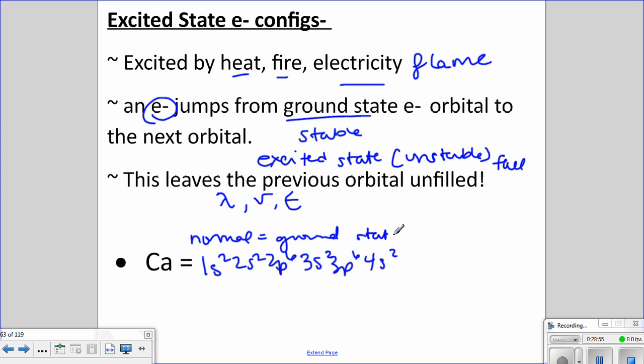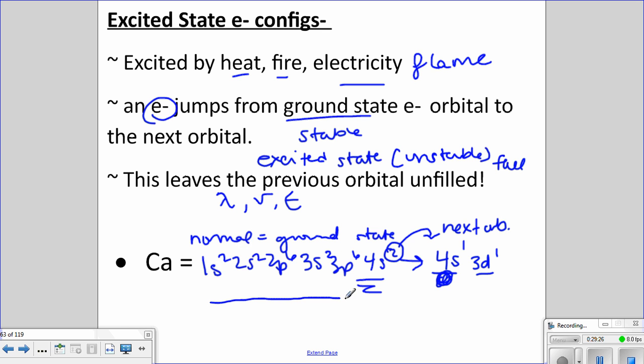If I wanted you to show me the excited state, one of these would be jumping to an unfilled orbital. So I like to just choose the last one and make it jump. So we're going to cause one of these 4s2 electrons to go up. We can go 4s1, 3d1. So I took one of these electrons, left it where it was, and then pulled the next one to the next orbital, which in this case is the 3d. So all of it's the same, 1s2, 2s2, 2p6, 3s2, 3p6, and at the very end, we're going to put 4s1, 3d1. So that's just an example of one.